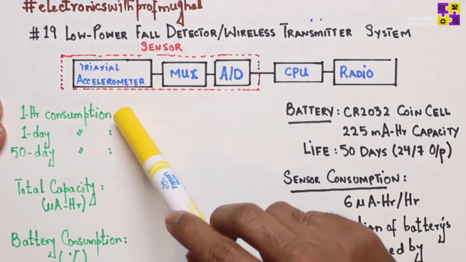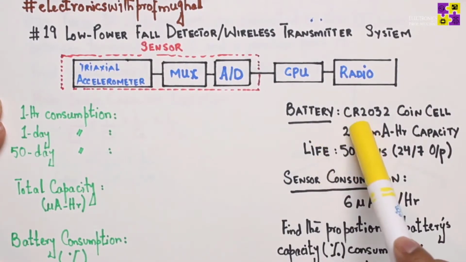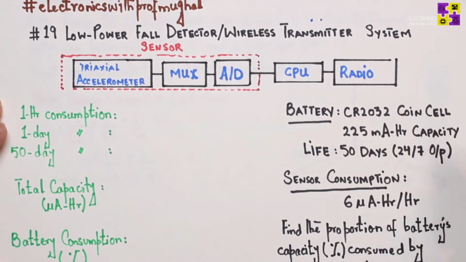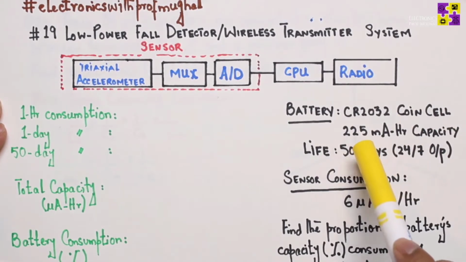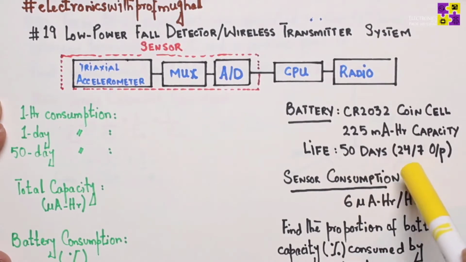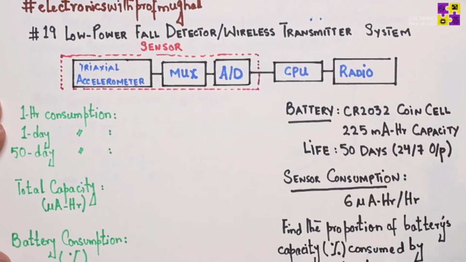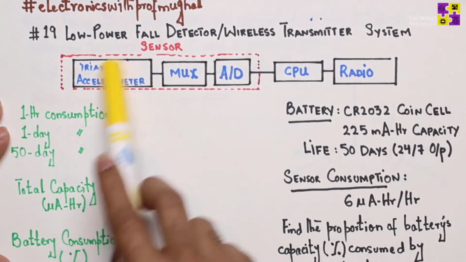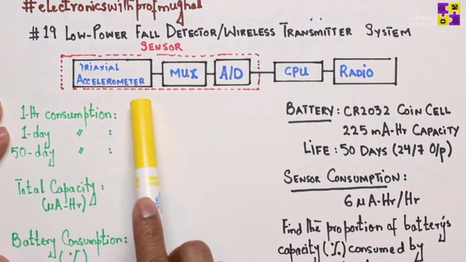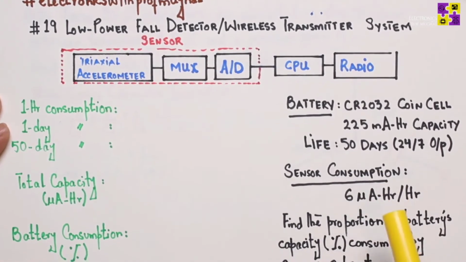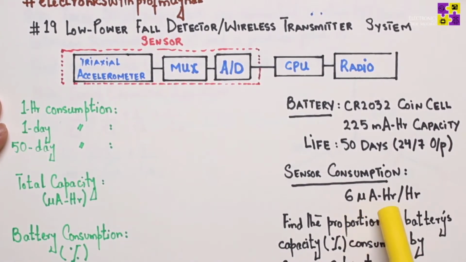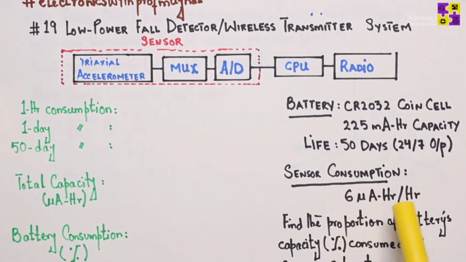This sensory system is powered by a battery, which is a CR2032 coin cell, and has a capacity of 225 milliamp hour. It has a life of 50 days, so it can last up to 50 days, considering operation time is 24/7, right? This part of the transmitter system, the sensor part, is actually consuming 6 microamp hour per hour. Every hour, it's basically consuming 6 microamp hour.